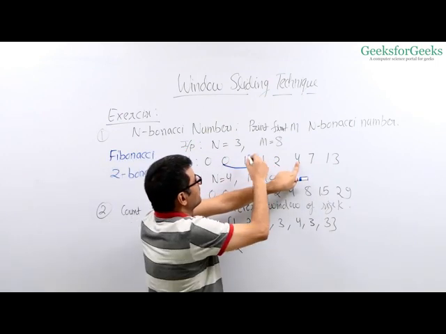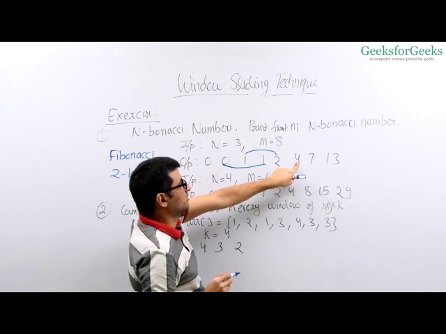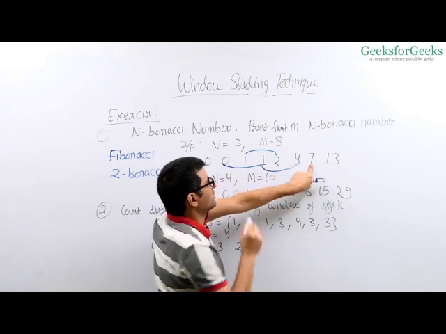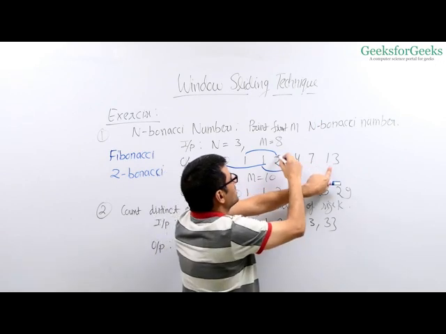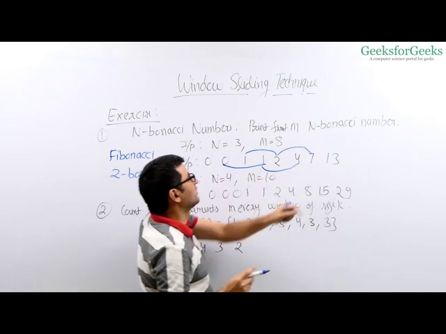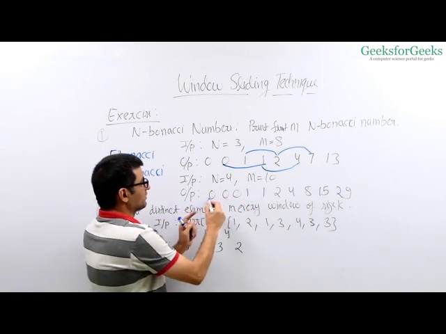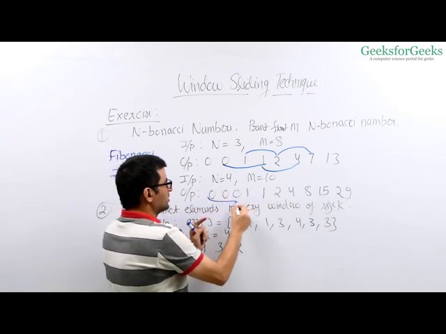This element is the sum of these 3 elements, which is 2. This element is the sum of these 3 elements, which is 2 plus 2, 4. This element is the sum of these 3 elements, which is 7. This element is the sum of these 3 elements, which is 13. Right? For m equal to 4, the first 3 numbers are 0, the next number is 1. Next number, the sum of these 3 elements.